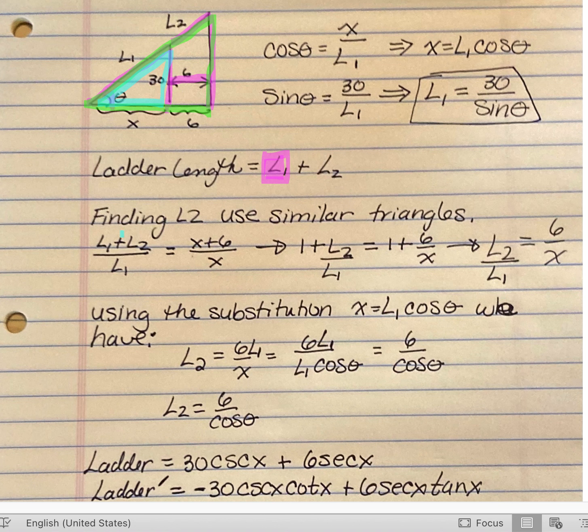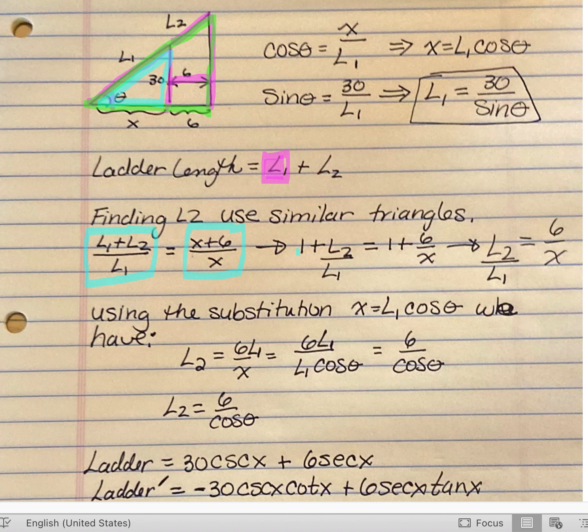Now, I did that by splitting up these two bigger fractions into smaller fractions. So this fraction right here, I split it up into L1 over L1 plus L2 over L1. And then the L1 over L1 became 1, and then I'm left with just L2 over L1. Then I did the same thing with this fraction. I split it up into two separate fractions. I took x over x plus 6 over x, and then the x over x turned into 1, and I'm left with 6 over x.